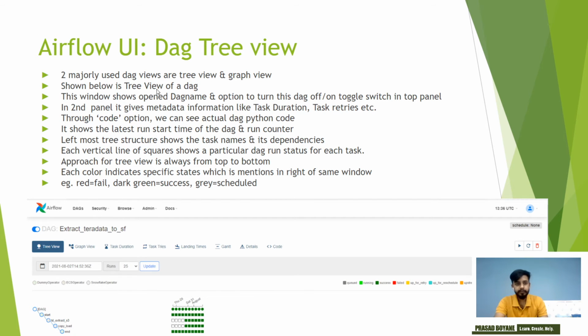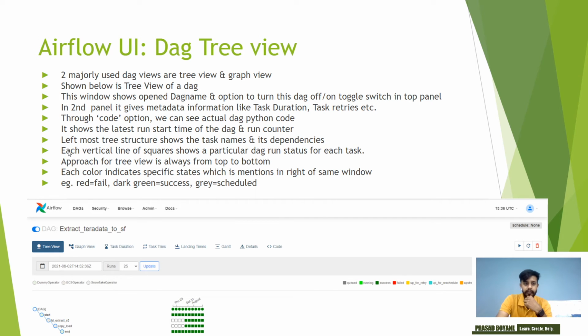Okay, so this window shows the open DAG name and an option to turn this DAG off, on, and toggle. If you see here, there's this option to turn the DAG on or off. In the second panel, it gives metadata information. After that, there is a code option from where we can actually see the program: what this DAG consists of and what is the actual Python program behind it.